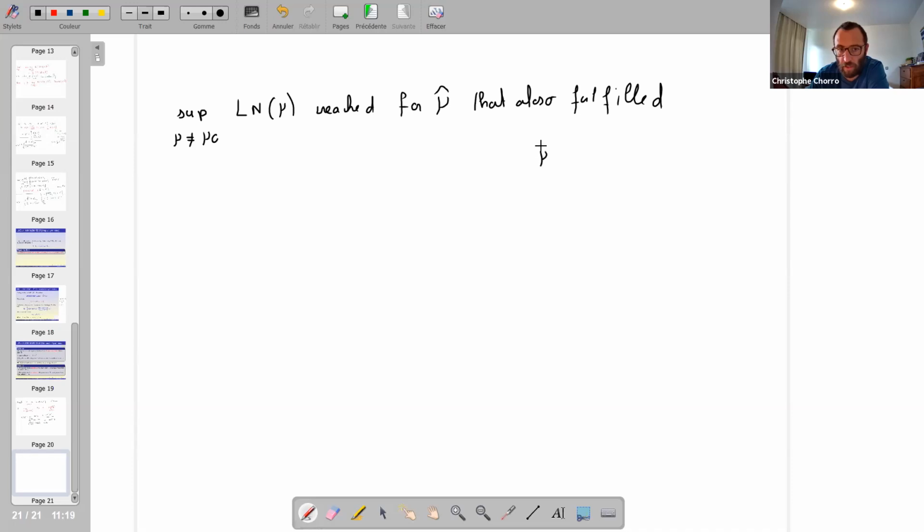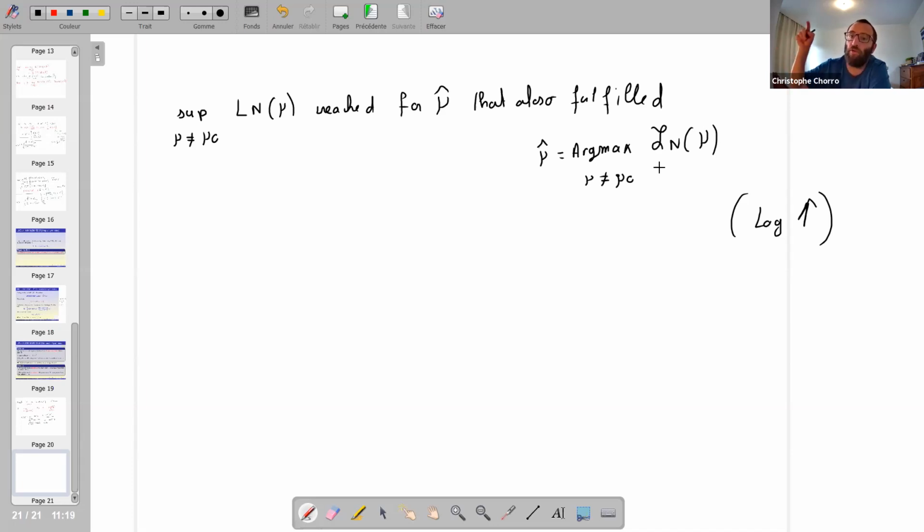Mu star is the point that we call the argmax, for mu different from mu 0, of not the likelihood but the log likelihood. It's the same here, because keep in mind that the logarithm is a strictly increasing mapping. So to maximize one or the other, I will obtain different values for the maximum, but the point where the maximum is reached will be the same.